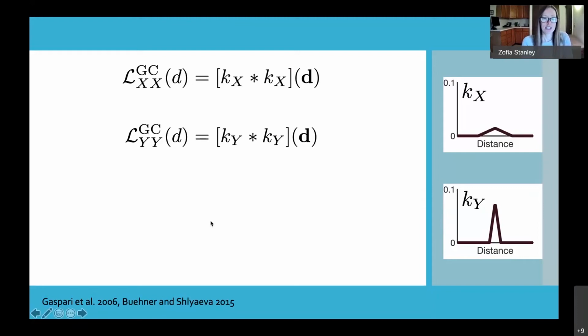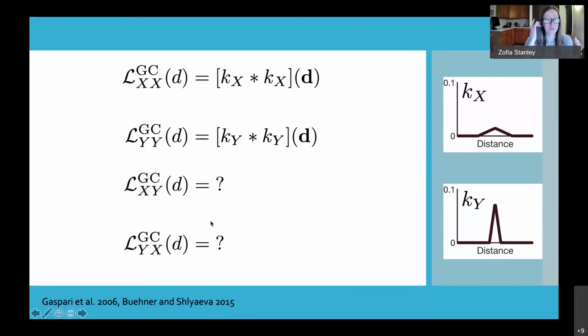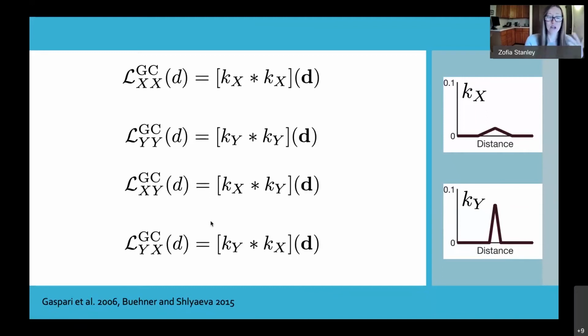So then the question is, can we construct cross-localization functions, LXY and LYX, to be used in those off-diagonal blocks sort of in the same way? And I hope you can see what's coming next. And so indeed, we'll just use the same format. So we'll say that the localization function LXY is just the convolution of KX and KY. And LYX is the same thing, KY with KX. And those 2 will actually be the same function. And so we'll just talk about 3 functions here going forward.